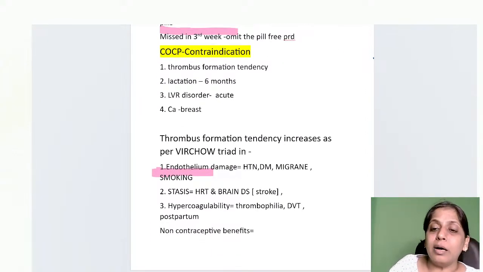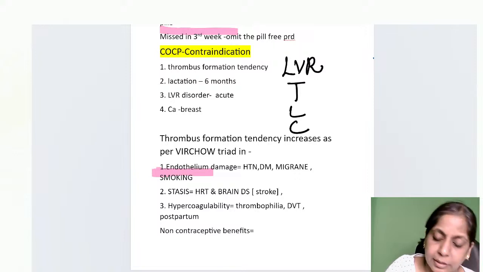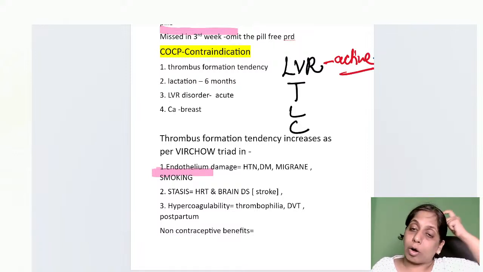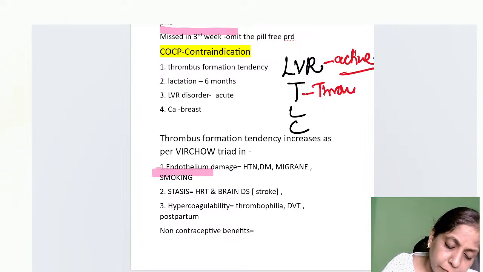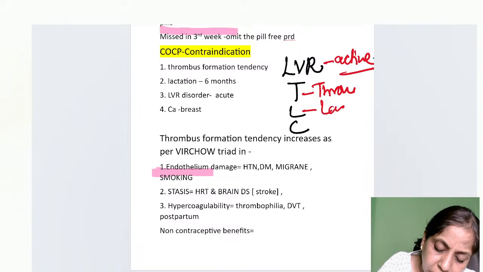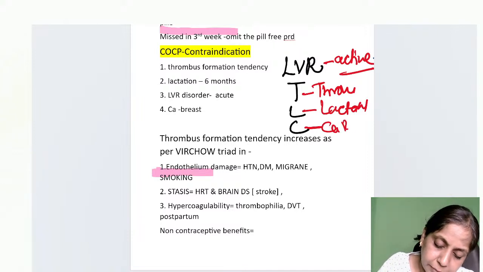What are the contraindications of the COCPs? The answer is LIVER TLC. The liver acute or active diseases is a contraindication. T stands for the thrombophilic conditions, the thrombus forming tendencies. L stands for lactation, only up till 6 months, and C stands for CA breast.